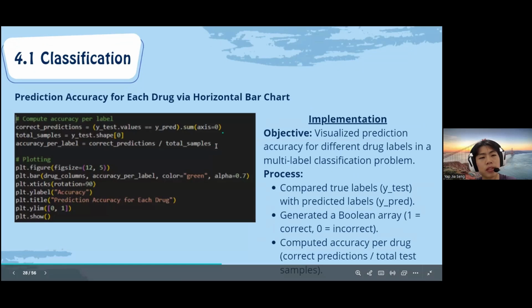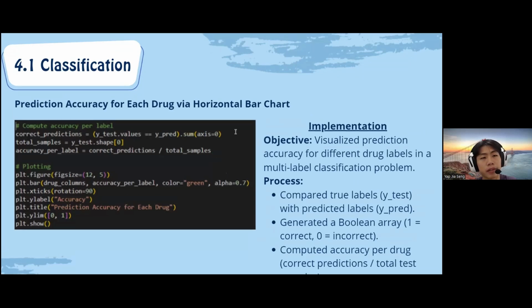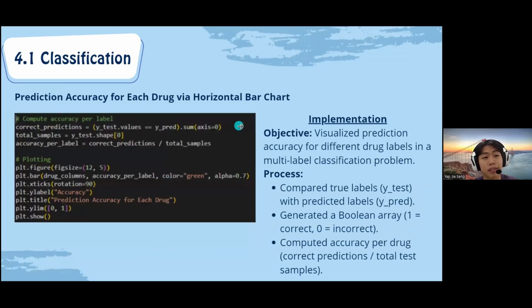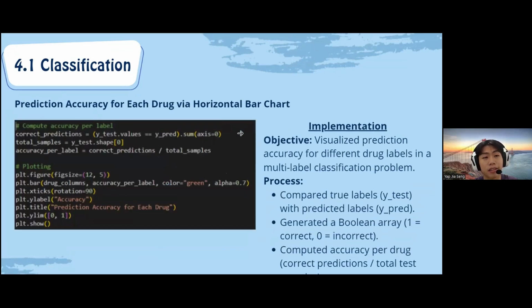So let's move to the next one. We have the plot called prediction accuracy for each drug, a horizontal bar chart. First, we compare the true labels, y_test, with the predicted labels, y_pred, generating a Boolean array where 1 represents a correct prediction and 0 represents an incorrect prediction. Then we compute accuracy per drug by dividing the number of correct predictions by the total test samples for each drug.